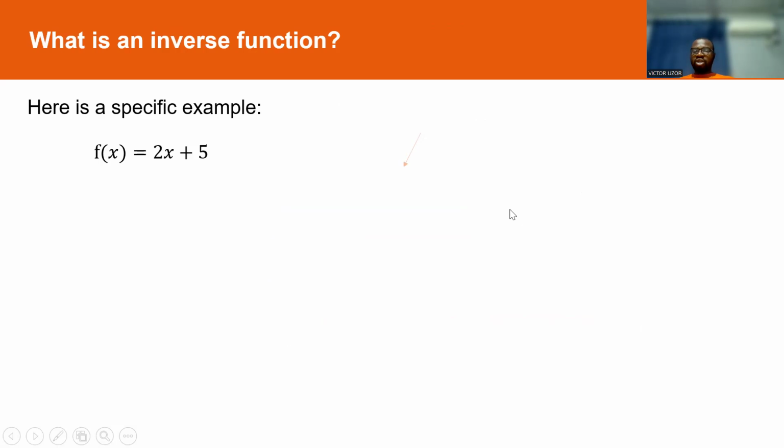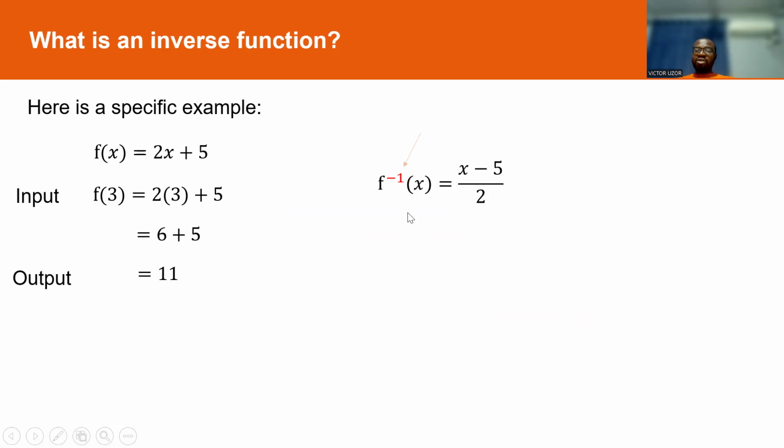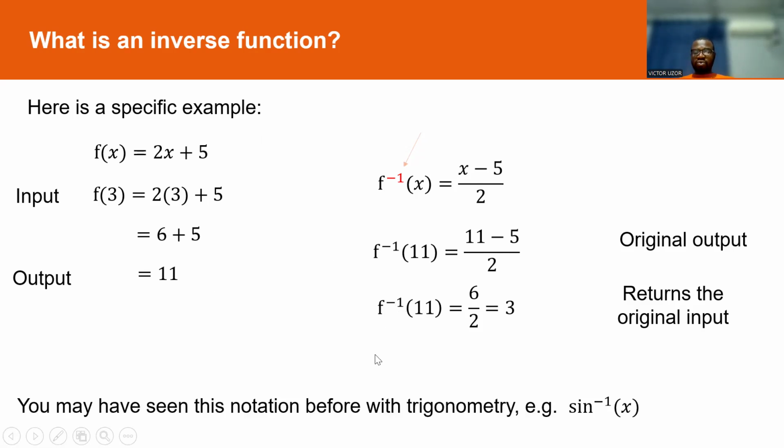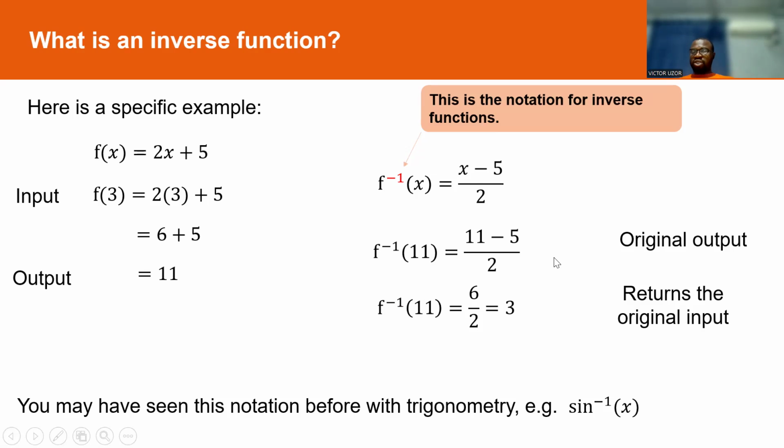Here is a simple example of a function. We are not finding the inverse yet, we just put in 3, so you want to find f of 3, and you get 11. Now let's find the inverse. This is the inverse. If I put in f of 11, the output will give you back the original value, which is that. So this reverse effect is what the inverse function is all about.